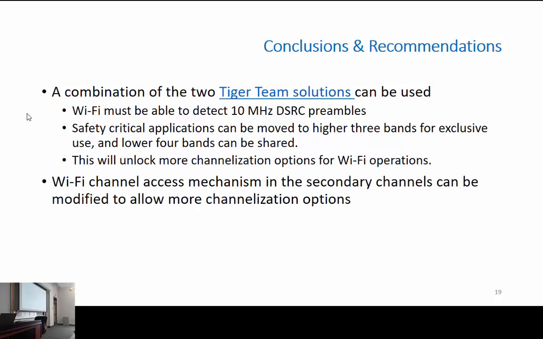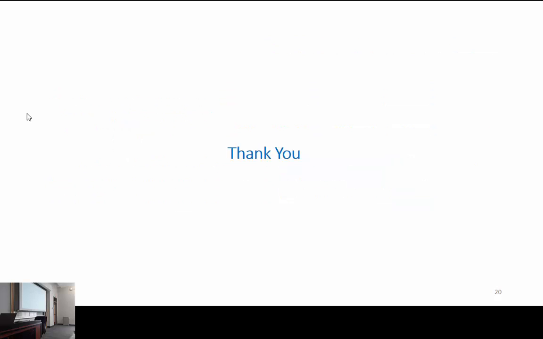And then finally, you can modify the channel access mechanism. So instead of secondary channels being sensed only for PIFS interval of time, you can make them go through the regular contention process where there is DIFS and back off, so that you don't sense the secondary channels in an unfair manner as compared to the primary channels. So that's all.